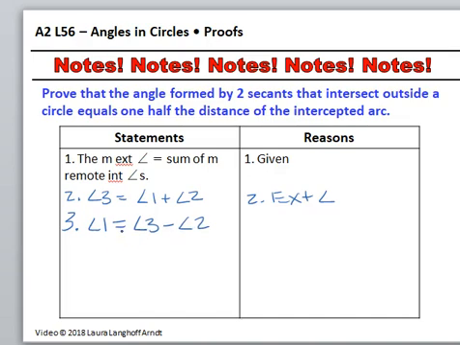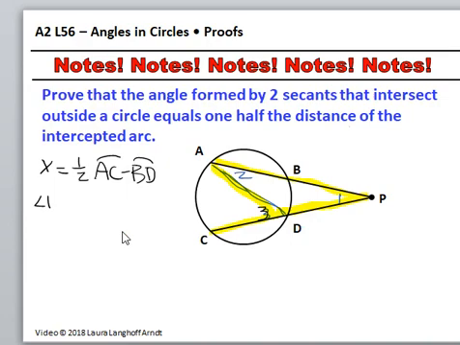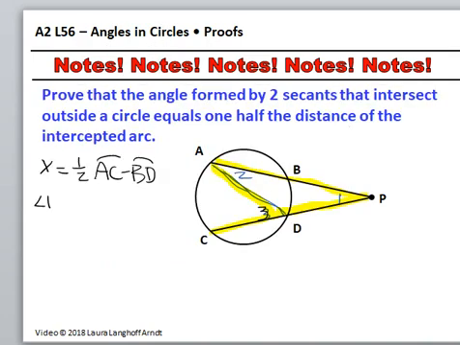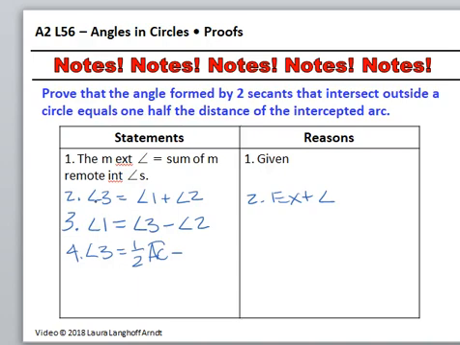And then remember what we did before when we substituted? What is the measure of angle 3? It's an inscribed angle, so it's going to be half of AC. So we'll write that. Step 4, angle 3 equals 1/2 of AC. You see where we're going here? Minus angle 2, which is also an inscribed angle. It is half of BD. We'll write that down too. 1/2 of BD.